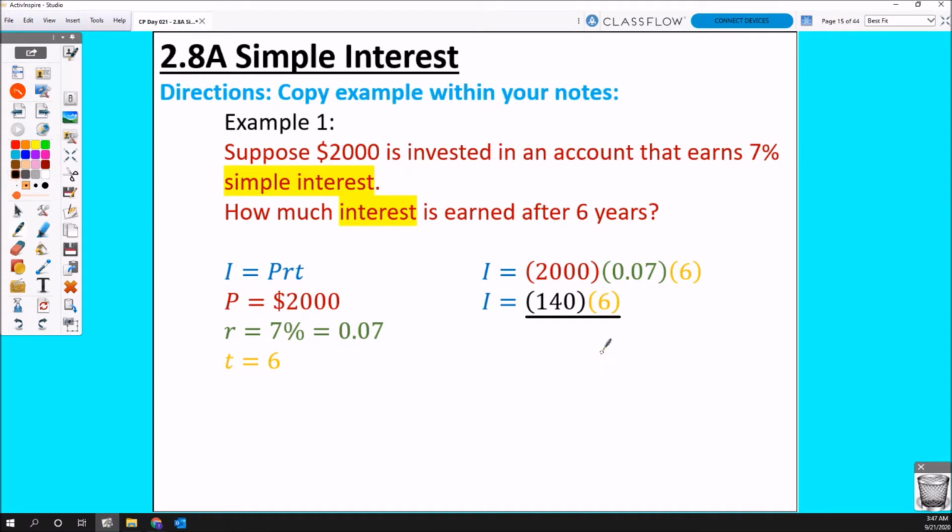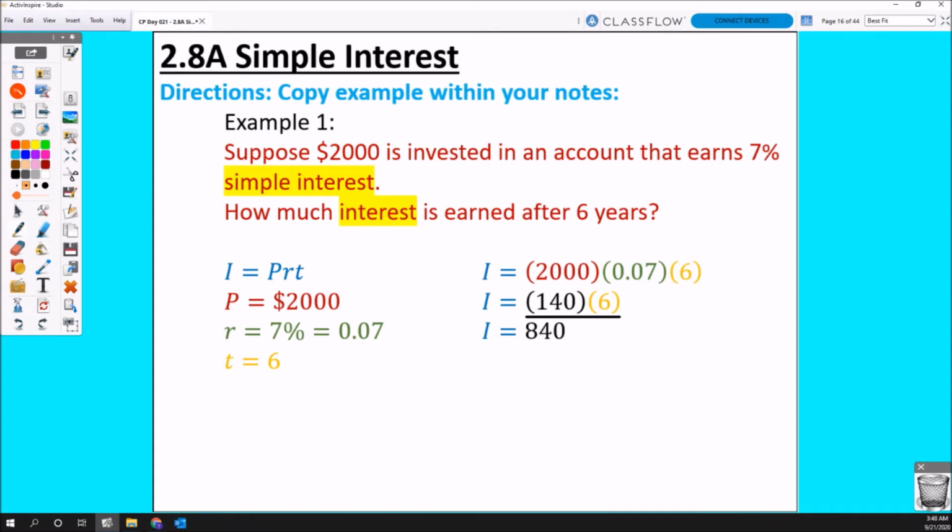And again, it's just simple multiplication. So 140 times 6. So 6 times 0 is 0. 6 times 4 is 24. So I'm just going to write the 4 and then carry the 2. 6 times 1 is 6. And then 6 plus 2 is 8. So it's 840.